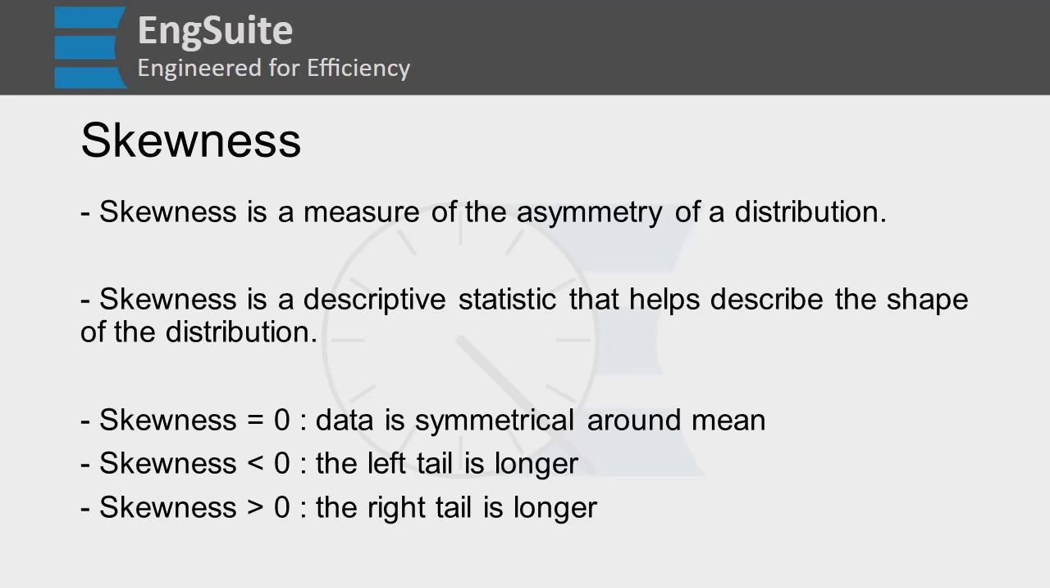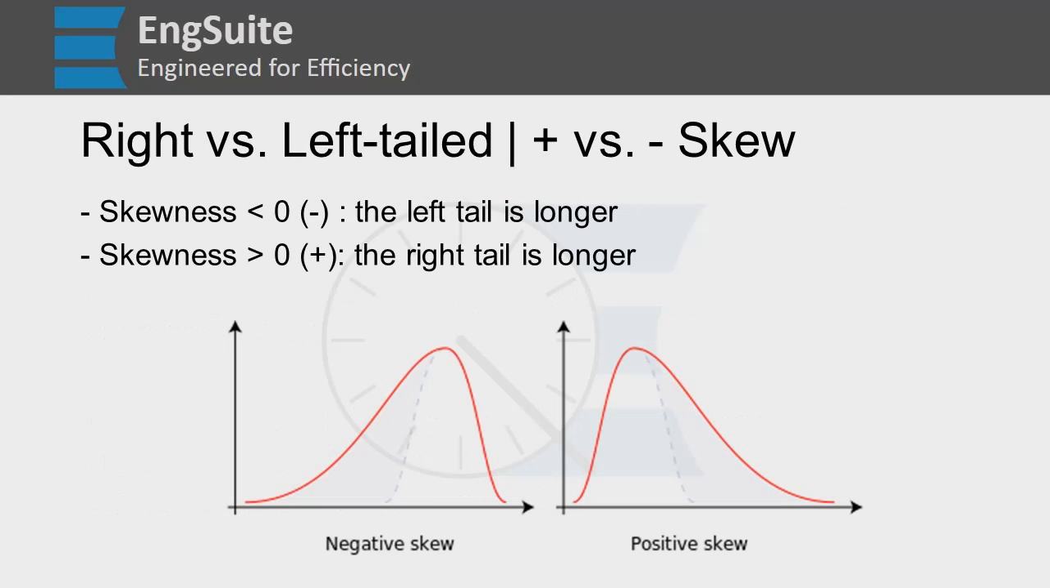Skewness of less than 0, so a negative skewness, the left tail is going to be longer. And then a skewness that's above 0, a positive skewness, the right tail will be longer. So what does that mean? Left tail, right tail. Well, to figure that out, we'll have to actually take a look at two distributions with different skewnesses. So on the left, you'll see a negative skew. And on the right, you'll see this positive skew.